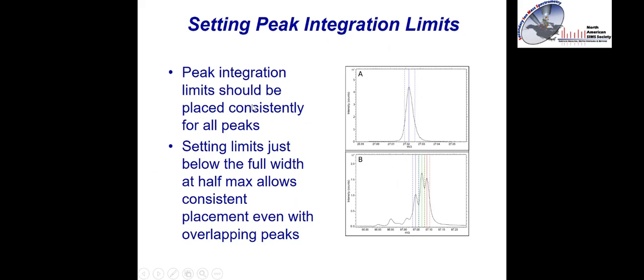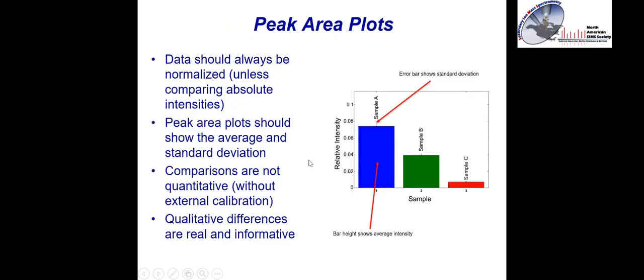When we're integrating peaks to get peak areas, it's important to set those integration limits consistently. We recommend to set the limits just below the full width at half max, and that makes it so that you can have consistent peak limits even when you have overlapping peaks. So you're not oversampling a signal that could be from adjacent peaks.